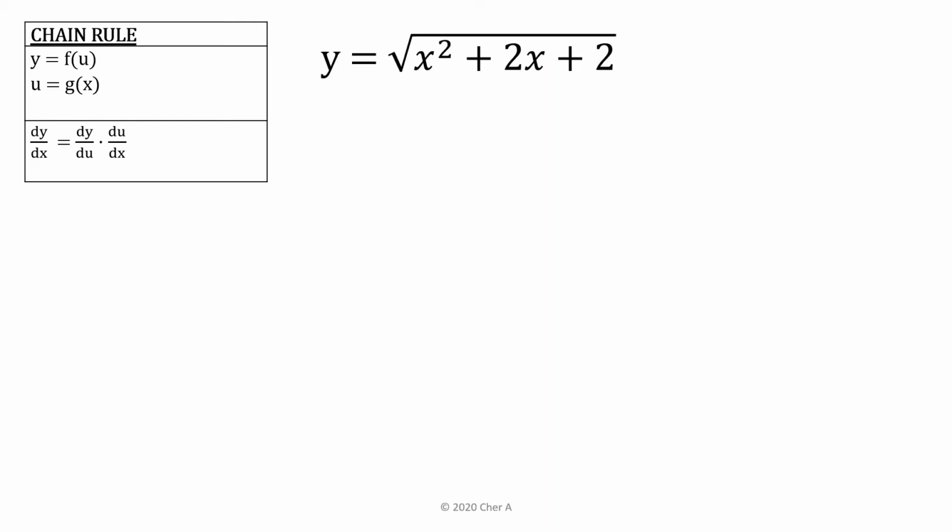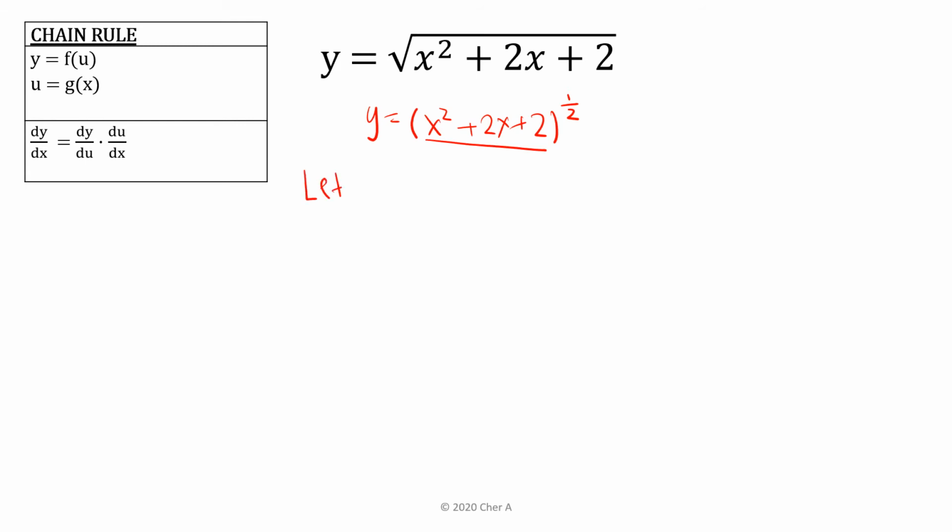So this question, we have y equals the square root of x squared plus 2x plus 2. To make it easier to differentiate, I am going to change the square root to a power. So I have x squared plus 2x plus 2, and my power is half. So we are going to identify the function of x now. So this will be the function of x.